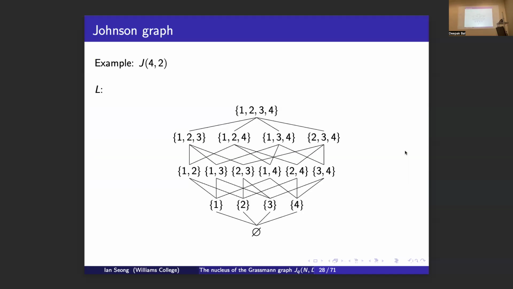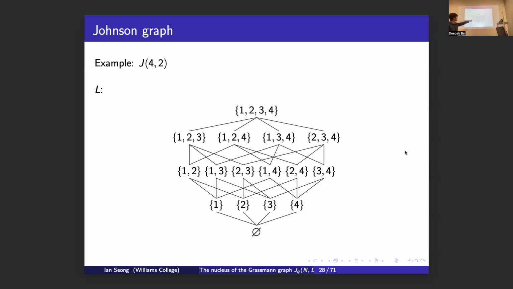So this is an example, J(4,2). At the top of the subset lattice, you notice that we have the set {1,2,3,4}. And then we're looking at the 2-subsets of {1,2,3,4}. So we're looking at the 6 subsets that we have bang in the middle. These 6 subsets are going to be the vertex set of the Johnson graph J(4,2). And as you notice, for example, {1,2} and {1,3} have intersection just {1}.